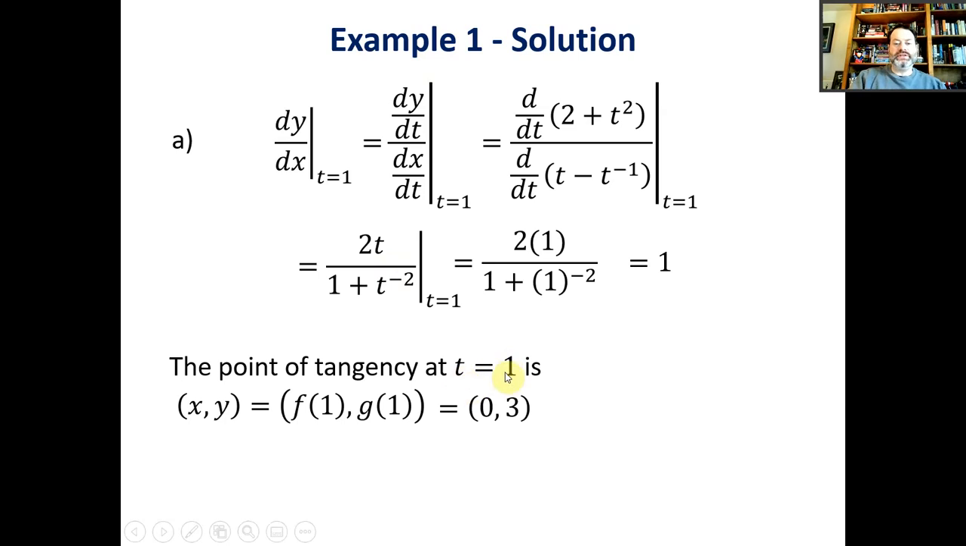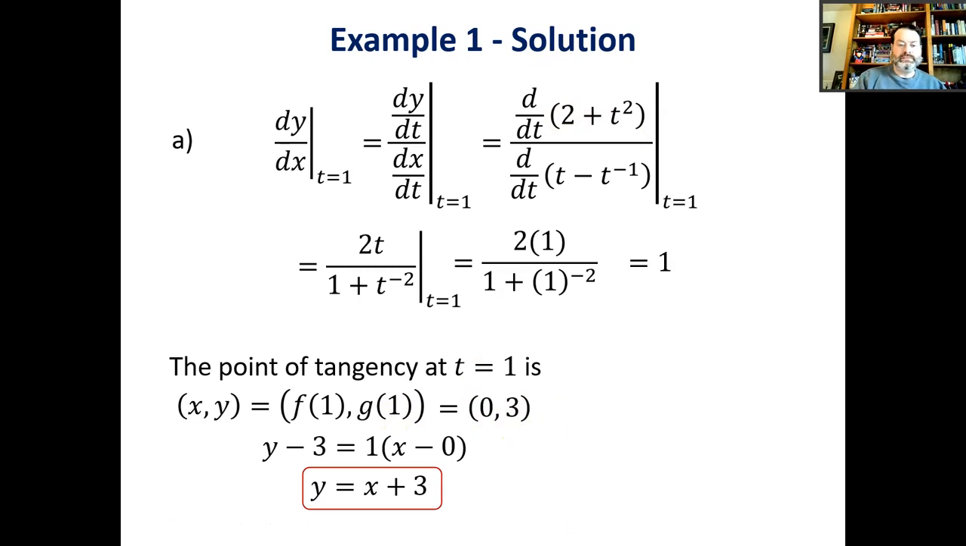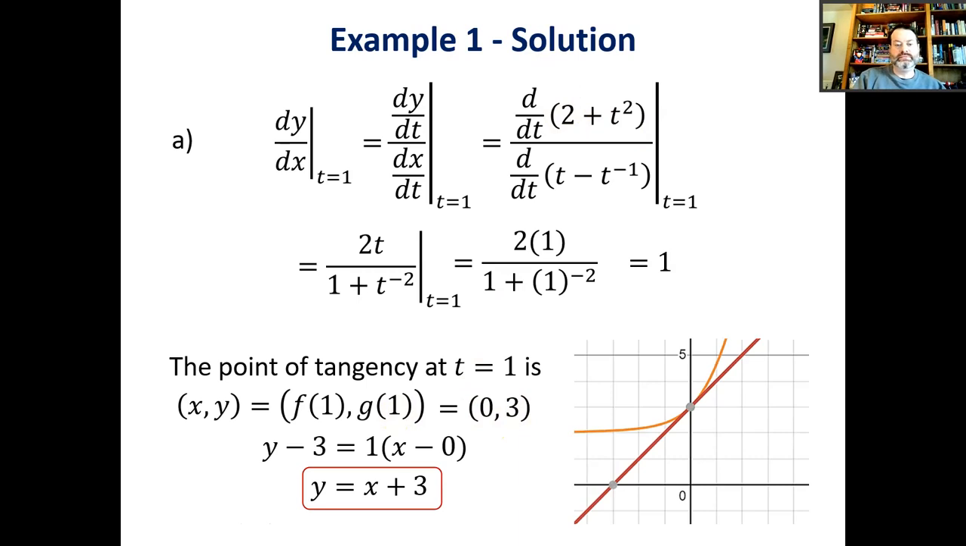And the point of tangency: we need to find the point because we're converting to rectangular coordinates. So you just plug in f of 1, g of 1. Here's x down here, right? So you plug in 1, you get 1 minus 1 is 0, so x is 0. Here's g of 1, 2 plus 1 is 3, so it's (0, 3). Then you just use point slope form, and you get the line y equals x plus 3, and you're done. So real easy. Nothing real fancy is going on with this stuff.